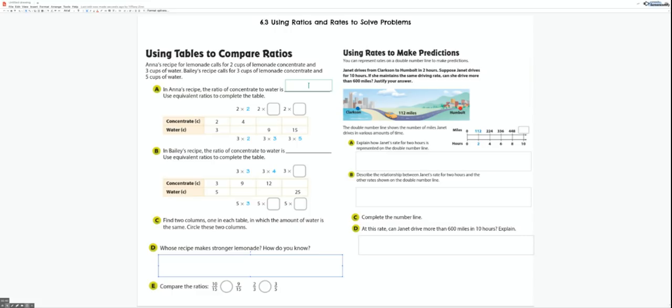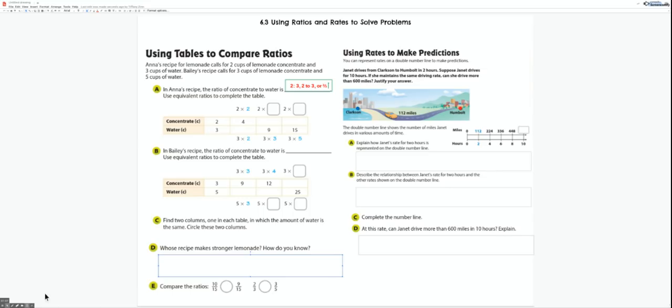And first, we need the ratio. And it wants the ratio of concentrate to water. So reread the first sentence. Anna's recipe for lemonade calls for 2 cups of lemonade concentrate. So our first number is 2. And 3 cups of water. So you could write it like this, or like this. And now we're going to fill out a ratio table for her.